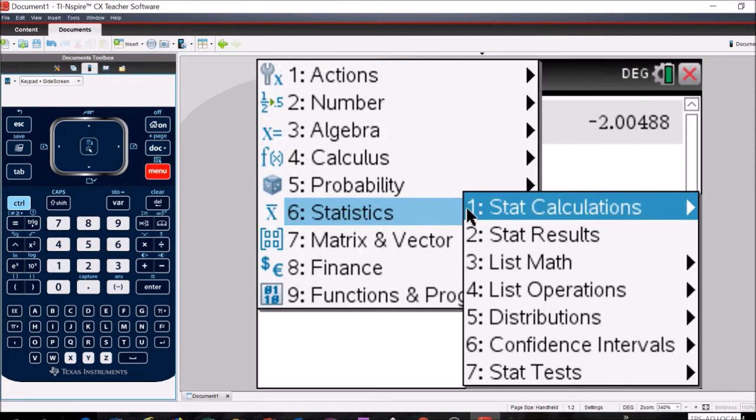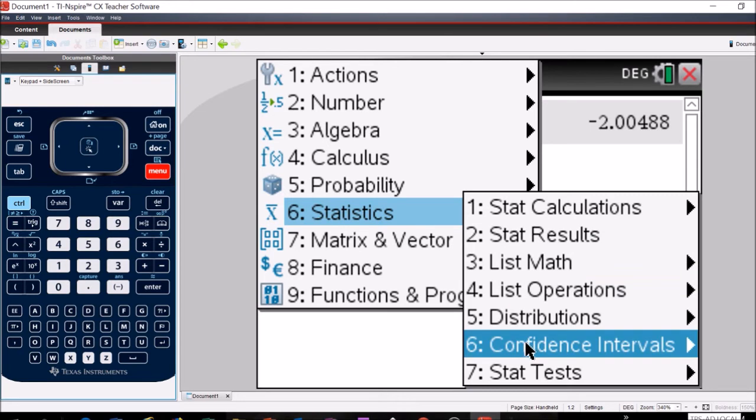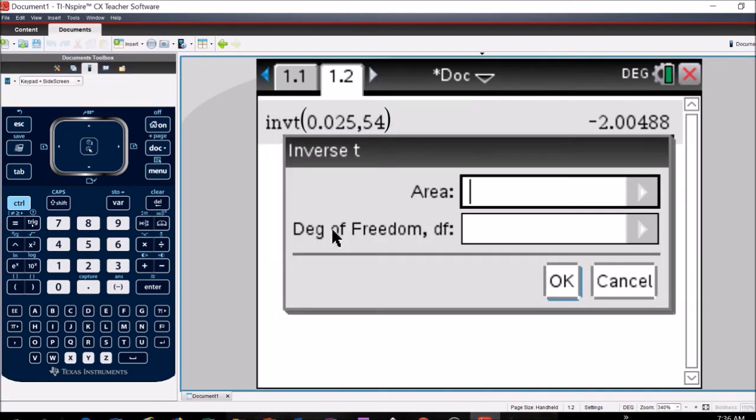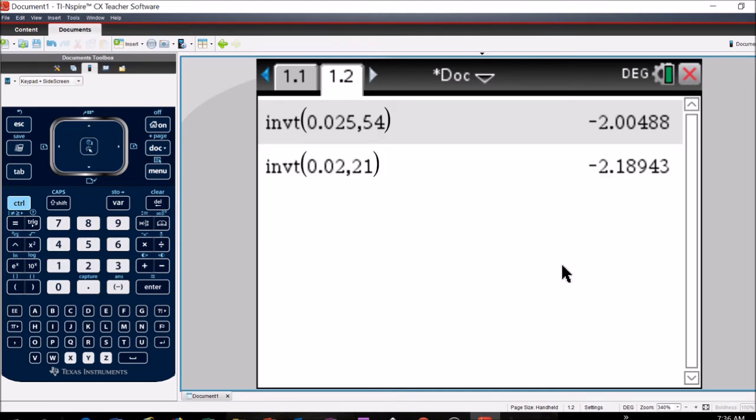Menu, statistics, distributions, and we're going to do an inverse t. We said our area was 0.02, and our degrees of freedom were 21. Let's see what t star is. Okay, it looks like we're going to round that to 2.19.